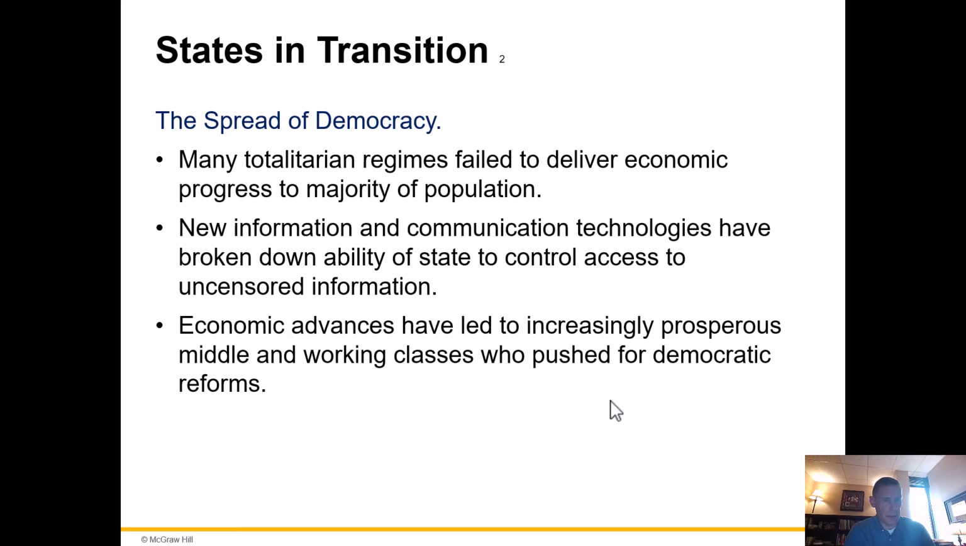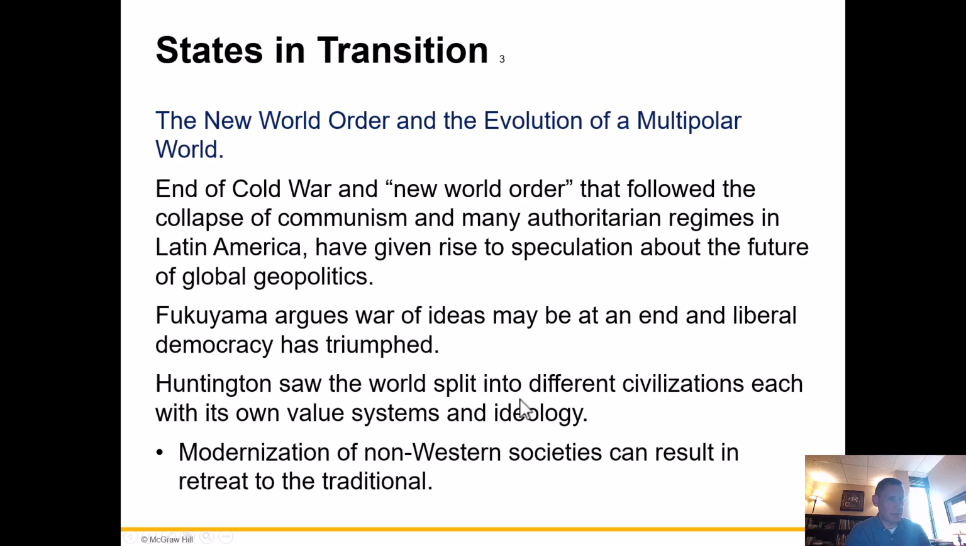With regard to the spread of democracy, many totalitarian regimes failed to deliver economic progress to the majority of the population. New information and communication technologies have broken down the ability of state to control access to uncensored information. Economic advances have led to increasingly prosperous middle and working classes who push for democratic reforms. And we've certainly seen that in places like China.